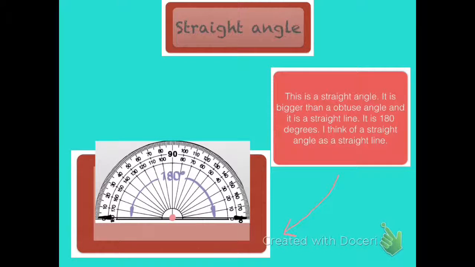So now we're going to measure the straight angle. It's going to be straight, so we kind of already know what it's going to be, but let's just measure it just in case. And yes, the protractor is not all the way lined up, but it is 180.